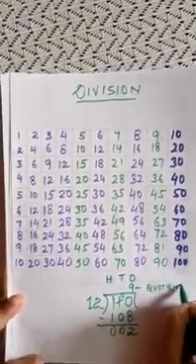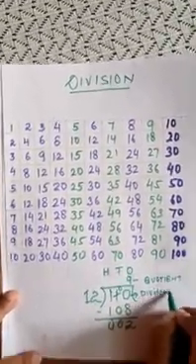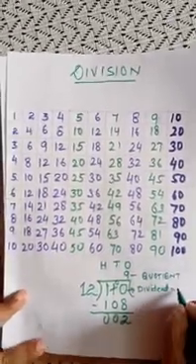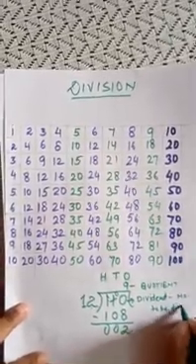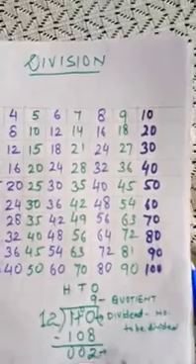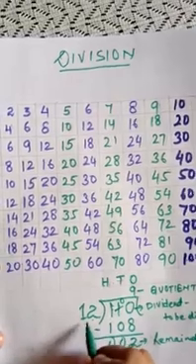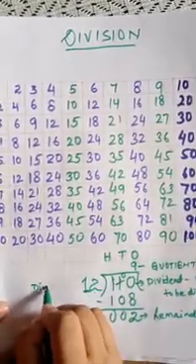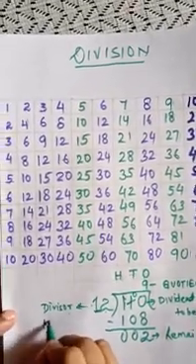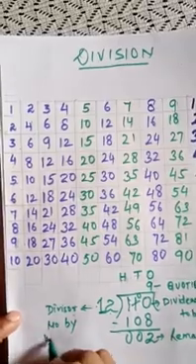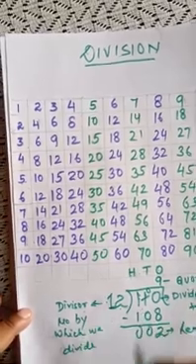9 is the quotient. And this 110 is the dividend, children. Dividend means the number which is to be divided. This 2 is the remainder. And on the left side, this 12 is the divisor. What is a divisor? The number by which we divide. We divide the dividend.